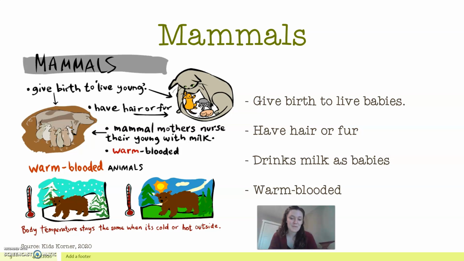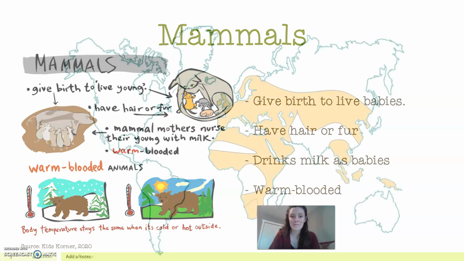Hedgehogs are mammals, which means they give birth to live babies. So there's no shell involved. A lot of our animal friends lay eggs and then eggs hatch, and that's how babies are born. But there is no egg. They're just born alive. They have fur or hair at some point in their life. It doesn't mean that they have to have it when they're born. They drink milk as babies, and they are warm-blooded. So that means their body temperature stays the same when it's cold or hot outside. Their body regulates their temperature, not the environment around them.